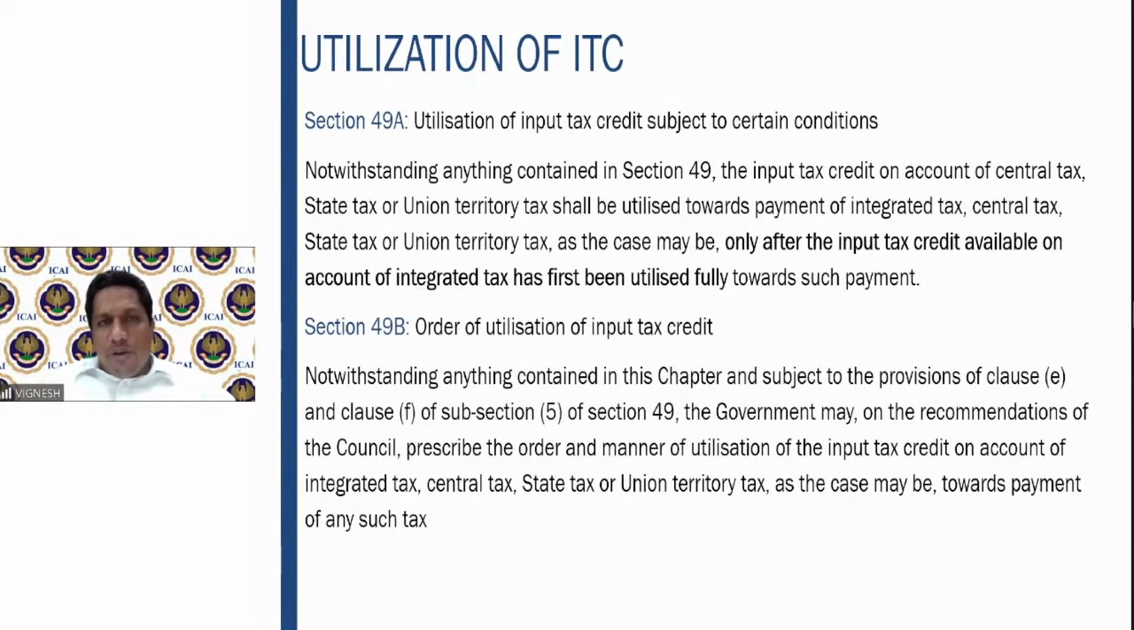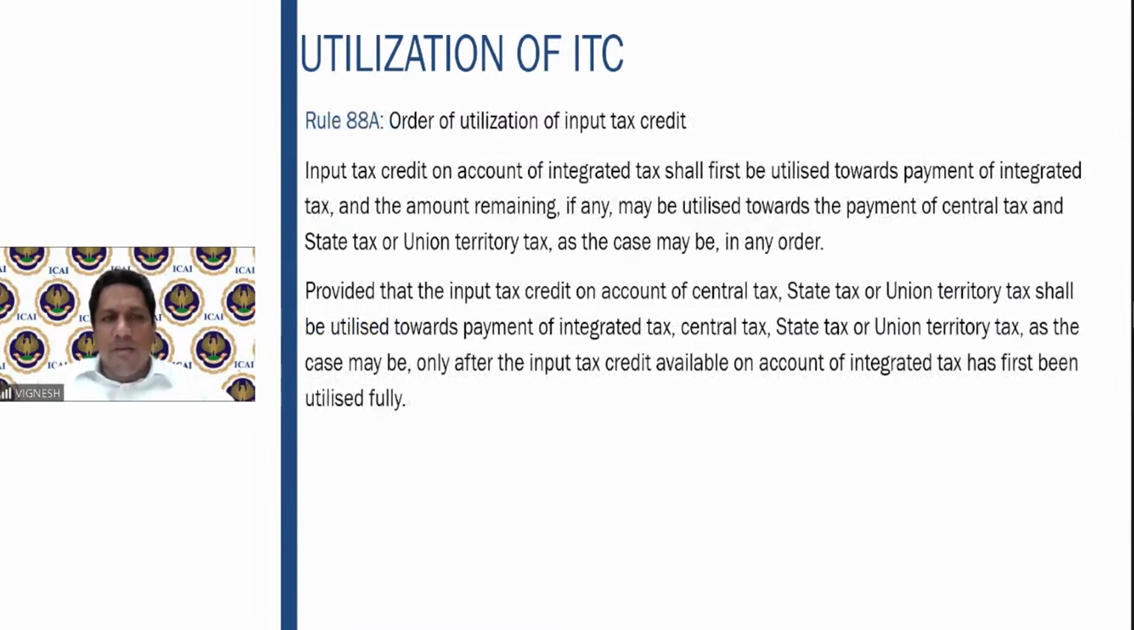Earlier, the method of set-off was different. I don't want to go into that because that will simply lead to confusion. So just go as per the latest set of methods. There are some changes which have been done. Rule 88A talks about the order of utilization of input tax credit.